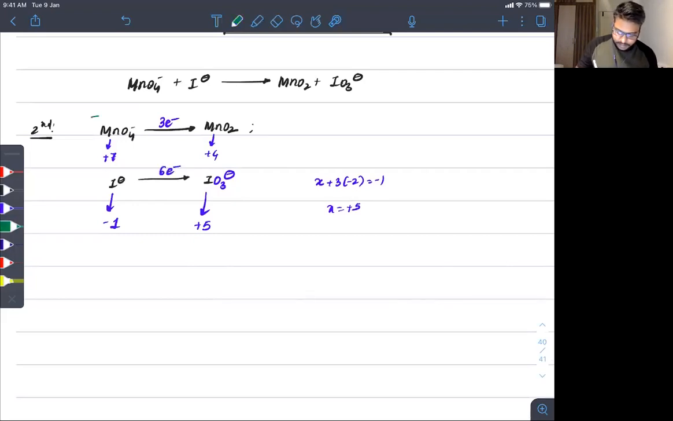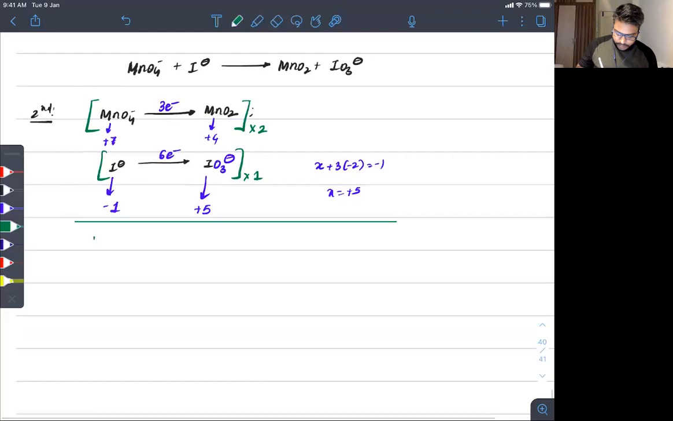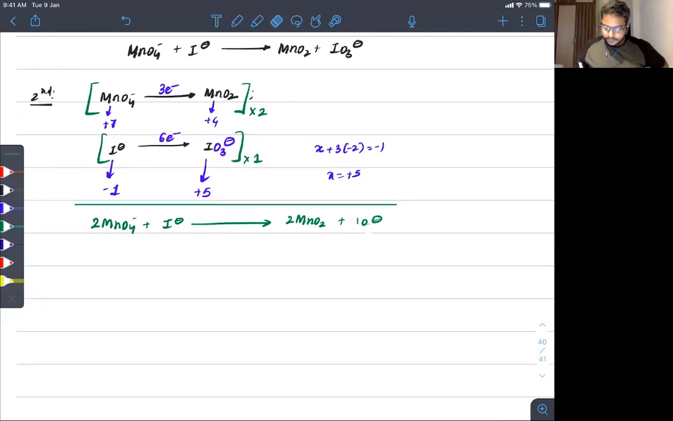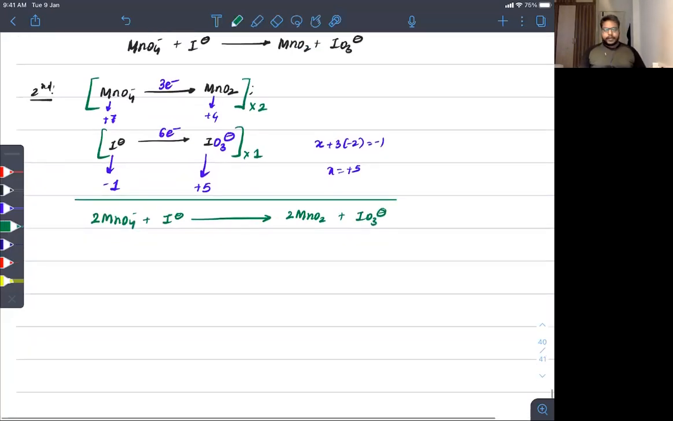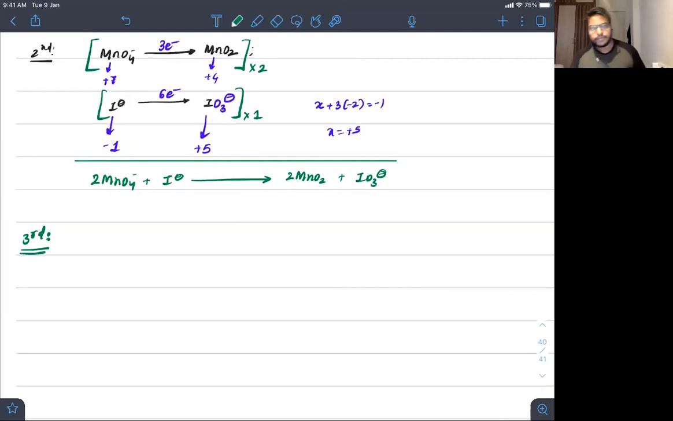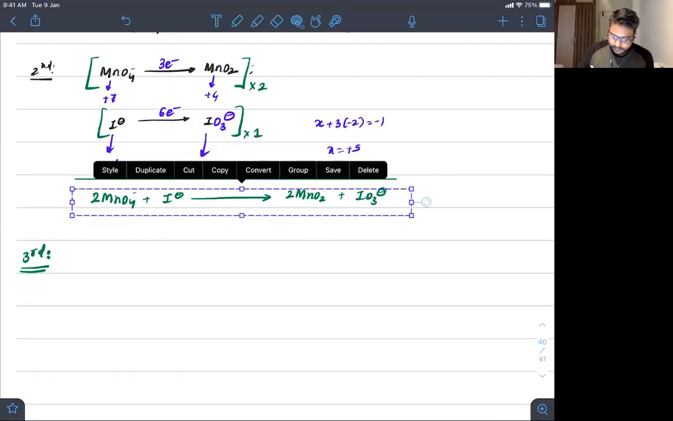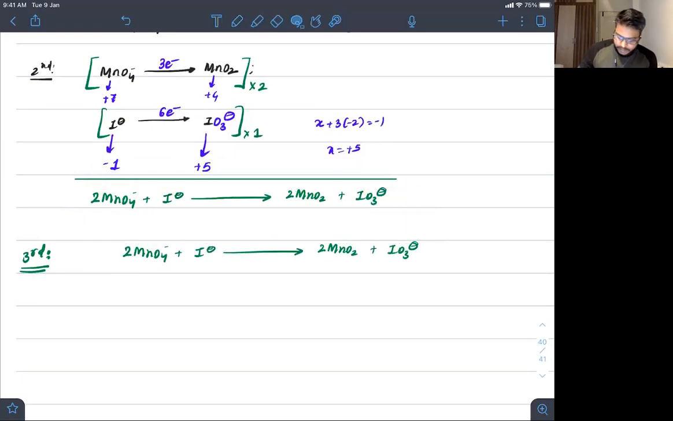How do I counterbalance this? This is the reduction half, which I'll multiply by 2. This is the oxidation half, which I'll multiply by 1. From there, we get the overall reaction: 2 times MnO4- plus I- becoming 2 times MnO2 plus IO3-. So this is the ionic balanced, or electron balanced, redox reaction. Now the second step is done. Up to the second step there is no change, but it is the third step where you have to be clear. In the third step, while balancing, you need to count the oxygen. So how do we balance oxygen? Count oxygen.